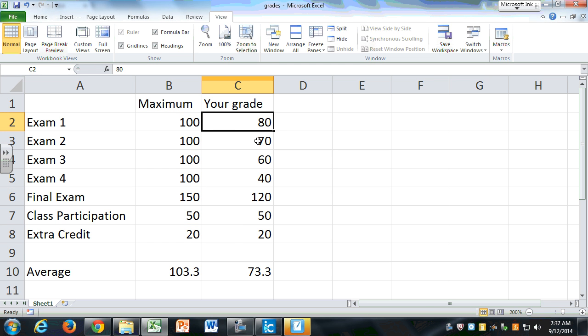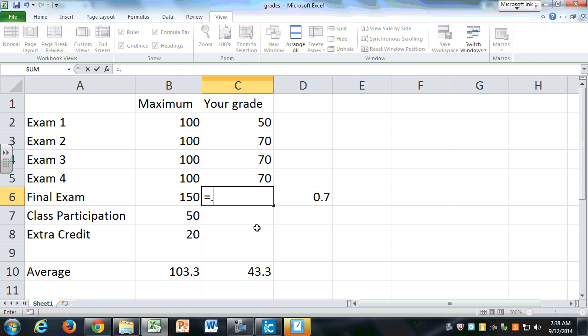So let me show you some scenarios that you might encounter. Let's say that you really bombed this exam and you made a 50 on it. What do you need now to get a C in the class? Well, to get a C in the class, you really just need to get 70% on all the exams, 70% on the final. The final's worth 150, so that'd be 105 points.